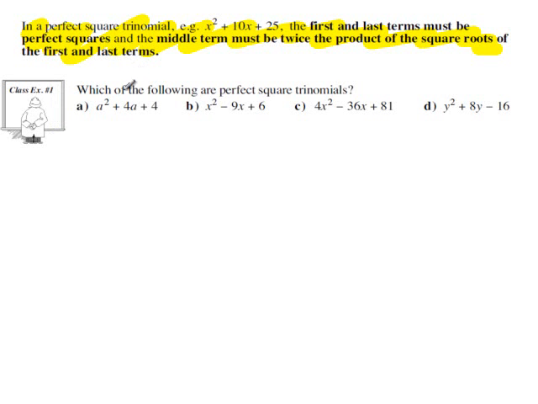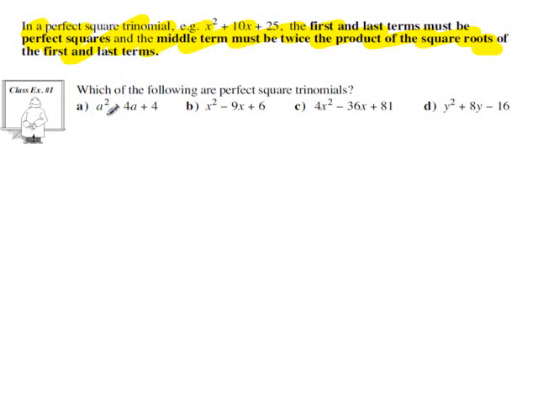Alright, so you have the rules for perfect square trinomial here. First and last terms have to be perfect squares, and the middle term has to be twice the product of the square roots of the first and last term. Middle term could be positive or negative, as long as the number works out properly. So let's check part A.